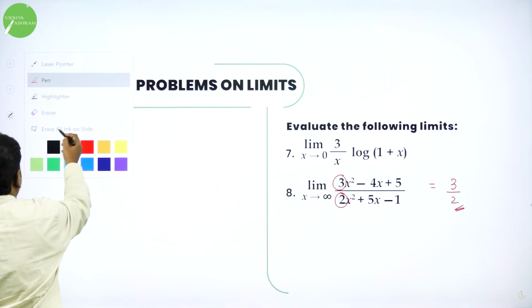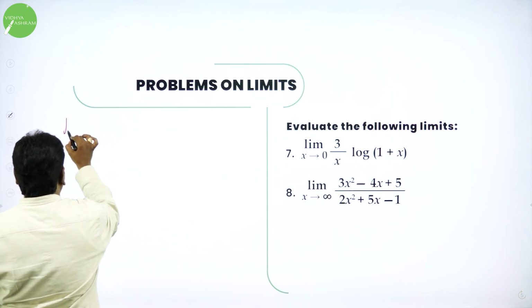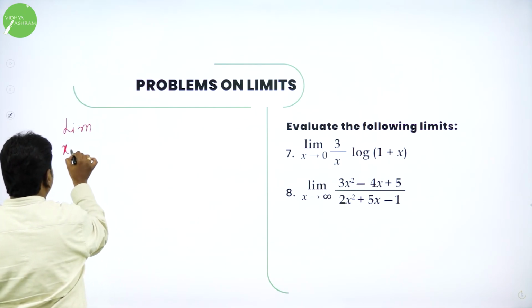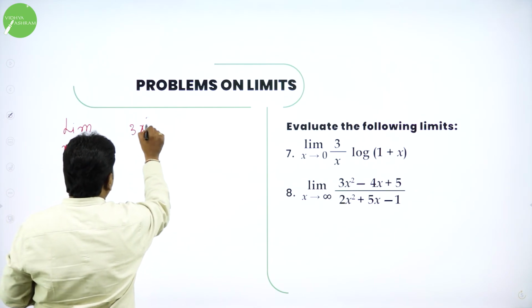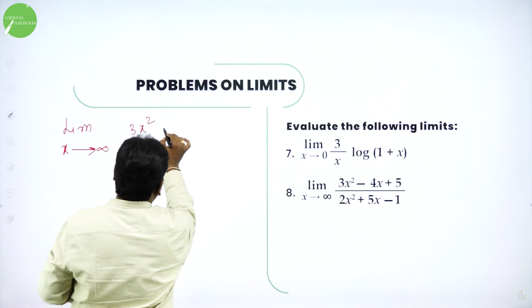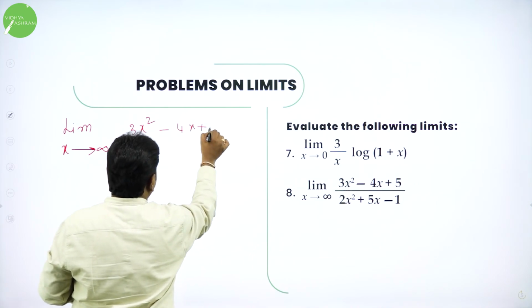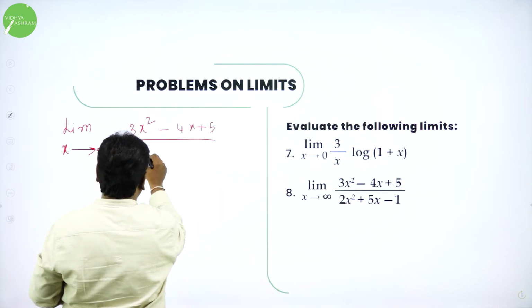But what is the regular method? Regular method, let me solve. Limit x tending to infinity means in the place of x you should put infinity. If you put infinity, it will become infinity by infinity. We should not get infinity by infinity. So that's why we need to simplify this. First we need to what? Simplify this.